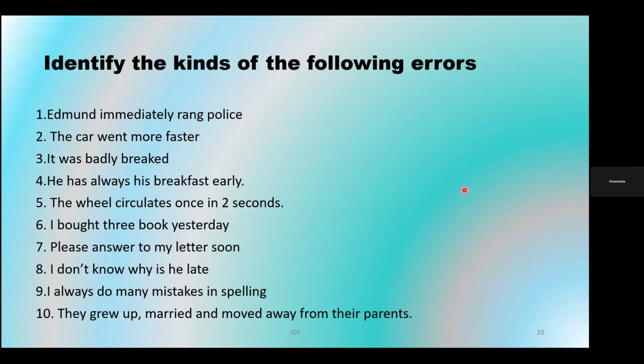Ninth one. I always do many mistakes in spelling. Wrongly chosen word. Correct it. Make mistake. I always make many mistakes in spelling. Wrongly chosen. Last one. They grew up, married, moved away from their parents.